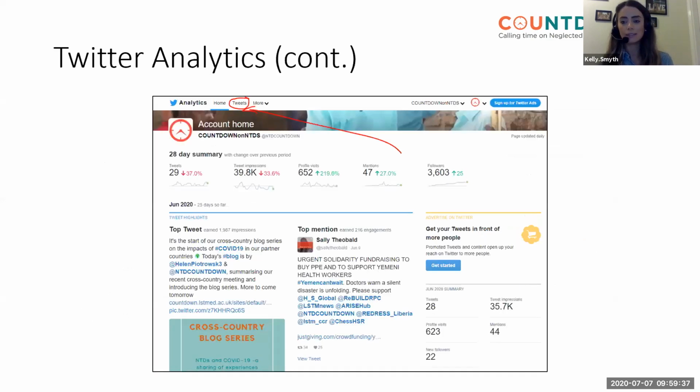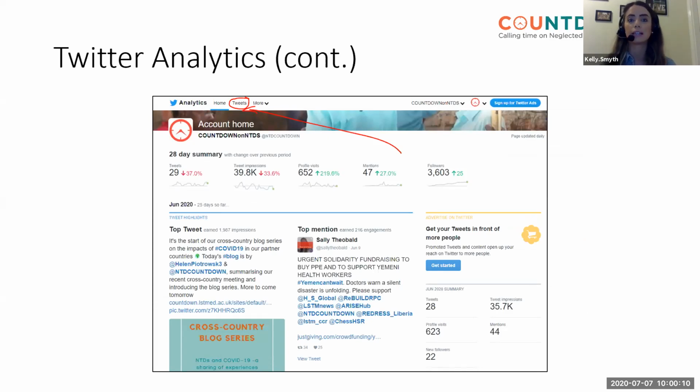Next slide, please. So on the analytics page here, it gives an overall view of the last 28 days across the top in comparison with the previous 28 days. So it shows number of tweets compared to last month, number of impressions, profile visits, etc. And if you keep scrolling down the page, it gives you highlights, for example, your tweets with the highest numbers of impressions or views. But if you select the tweets option at the top there, circled in red, this will take you to a screen where you can go into more detail with your tweet statistics.